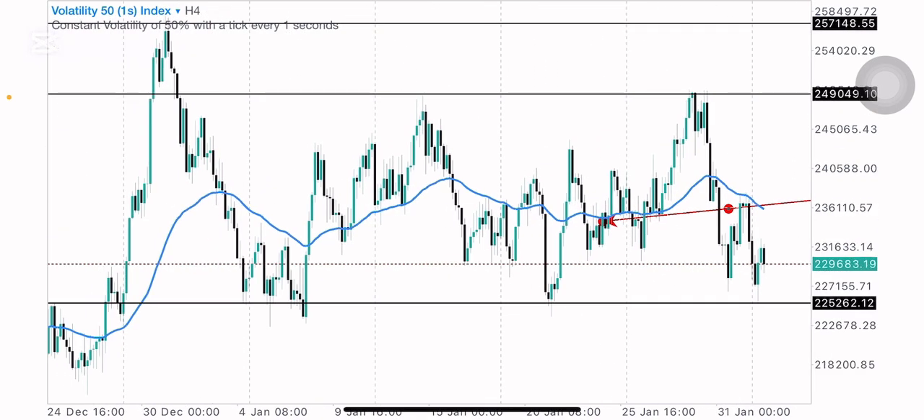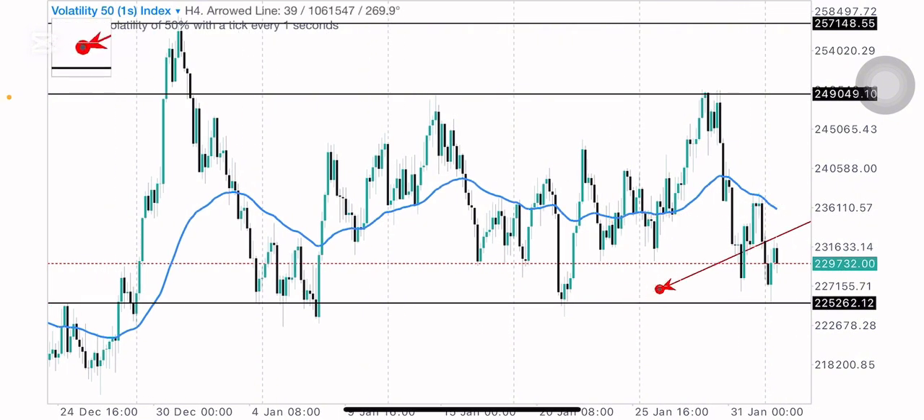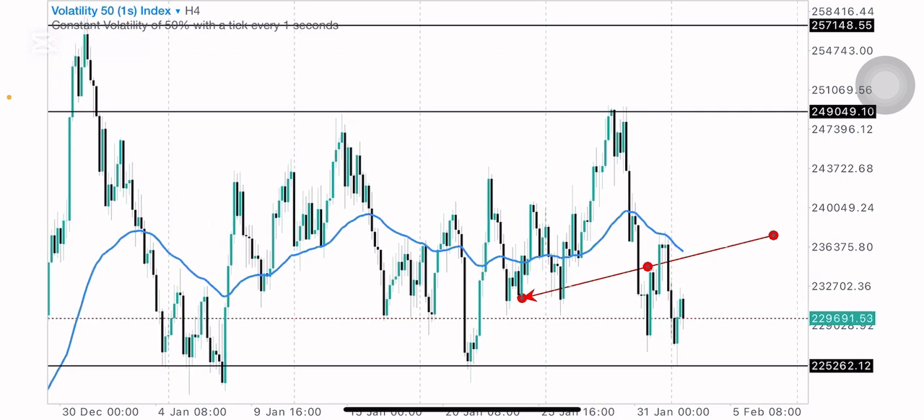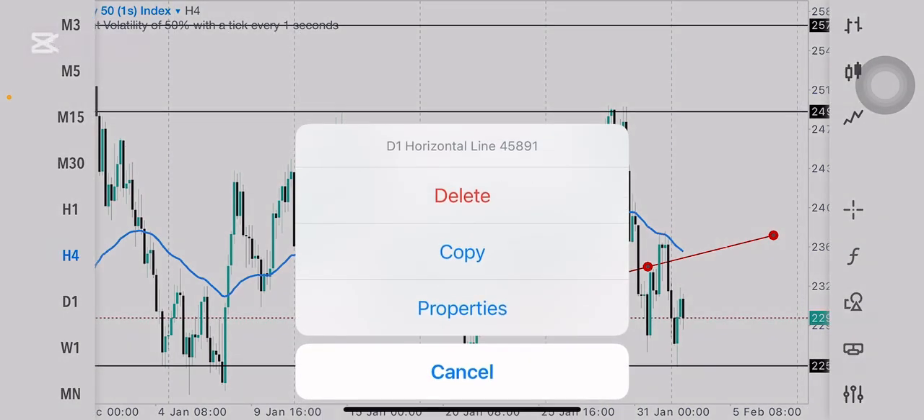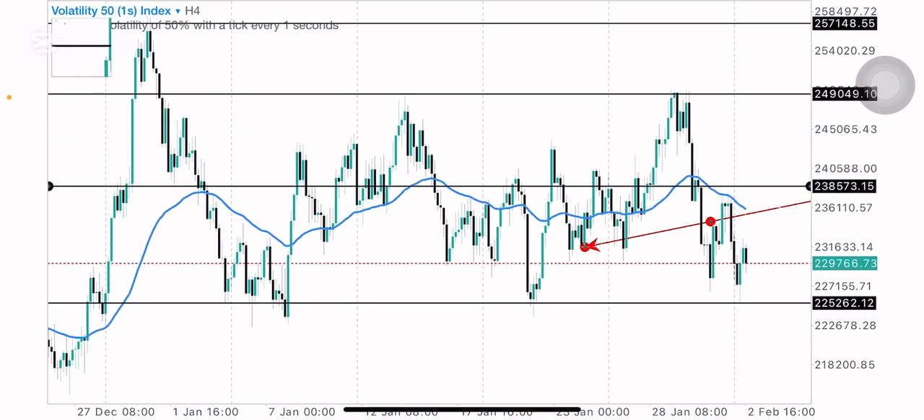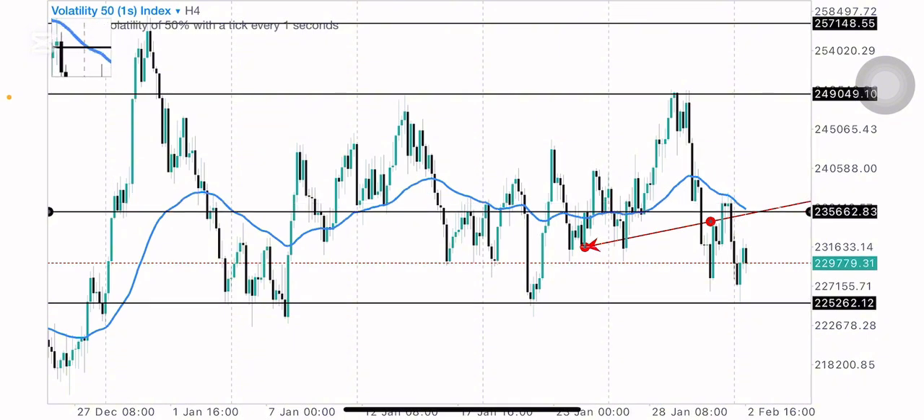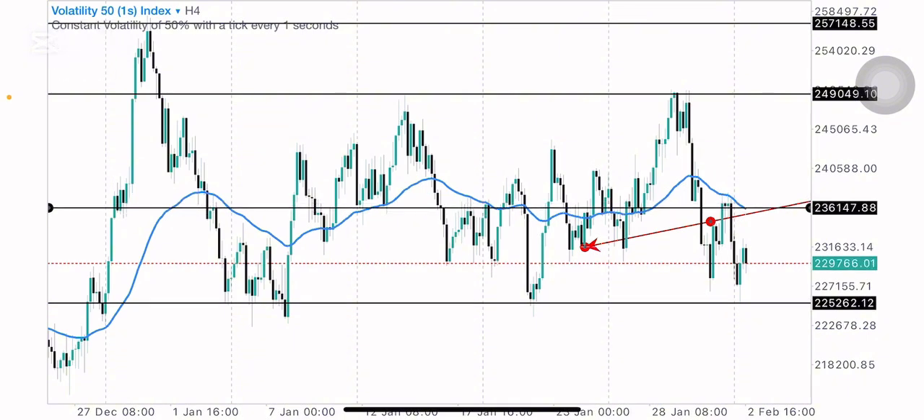Okay, so this is the upper range, this is the lower range, this is the upper range. So let's get the mid range here. Price has respected the middle like this. So this is the mid range where price has been.